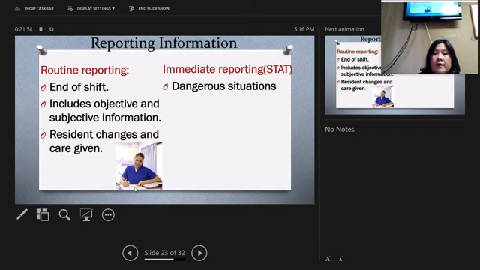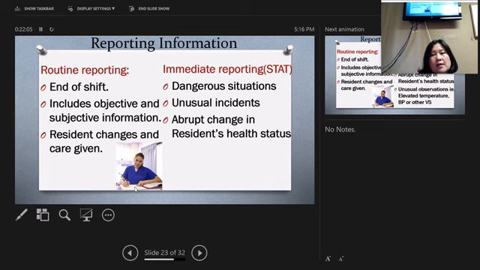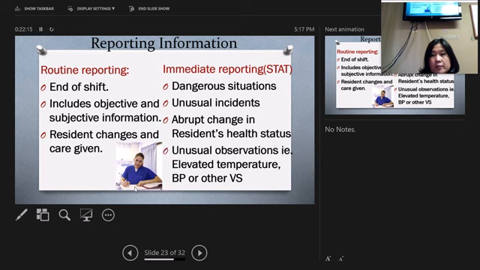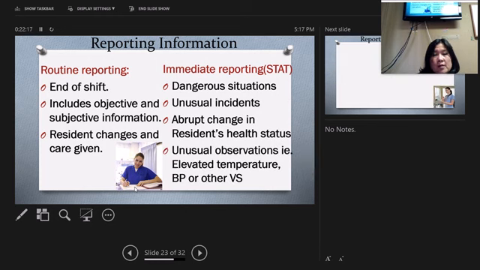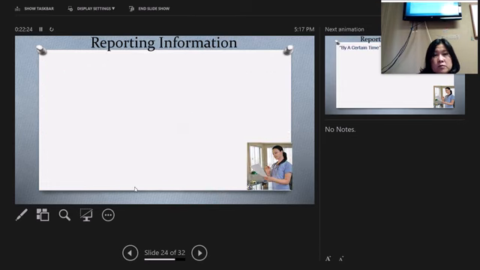Immediate or stat reporting is reporting of a dangerous situation: if a vital sign is abnormal, if someone's complaining of pain, if someone had a fall or an incident report. That is a stat emergency. Okay? Any abrupt changes in their health status, they become unconscious, they become lethargic and can't talk anymore, you need to let us know. Okay? If their blood pressure is too high, if their temperature is too high, that is a stat or immediate reporting.